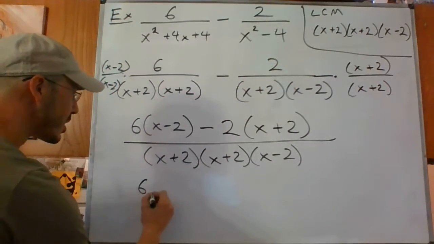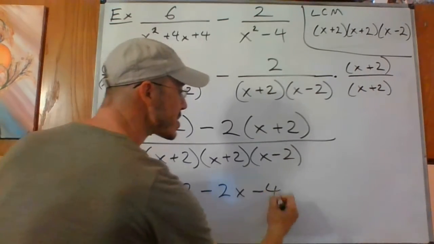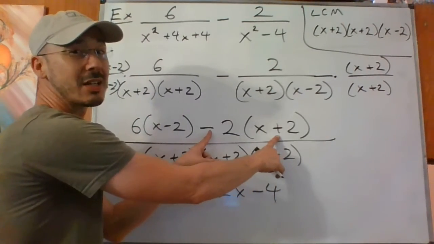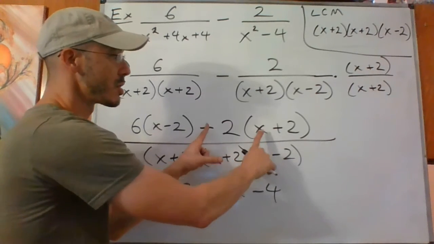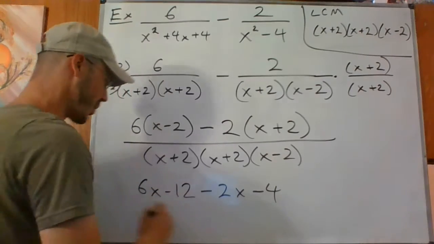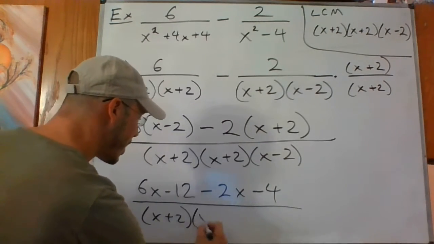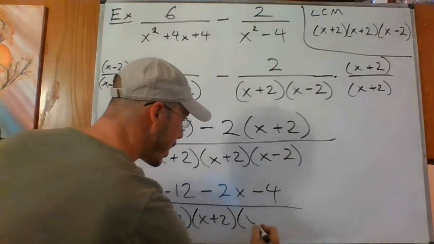Now I'm going to write 6x minus 12 minus 2x minus 4. I'm distributing the negative 2, not just the 2. So it's negative 2x, or minus 2x, and then also negative 4, or minus 4. And that's over x plus 2, x plus 2, x minus 2.